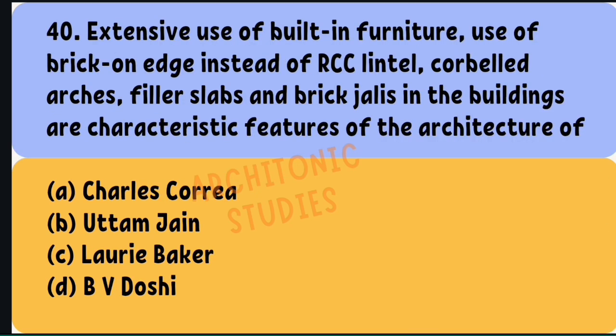Chloritic schist. Next: extensive use of building-in furniture, use of brick on edge instead of RCC lintel, corbelled arches, pillar slabs and brick jalis in the building are characteristic features of the architecture of Charles Correa, Uttam Jain, Laurie Baker, or B.V. Joshi? And the answer is Laurie Baker.